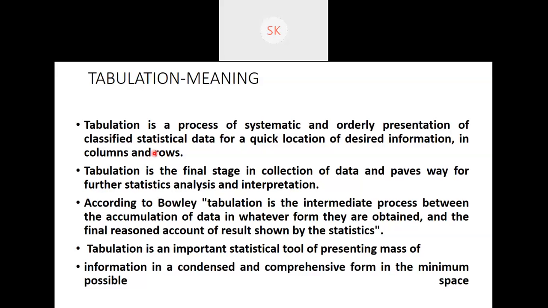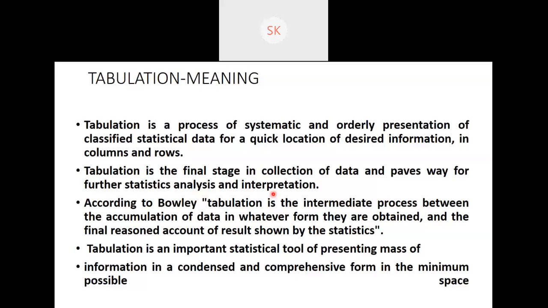It is a process of systematic and orderly presentation. Now the table which was supposed to be given in the first problem, they cannot give that in the fifth problem, right? So orderly presentation is also important. That orderly presentation of statistical data is called tabulation. So tabulation is the final stage in collection of data and paves way for further statistical analysis and interpretation. Once you tabulate the data, once you get all the data and prepare it for the further calculation, then it is called tabulation.